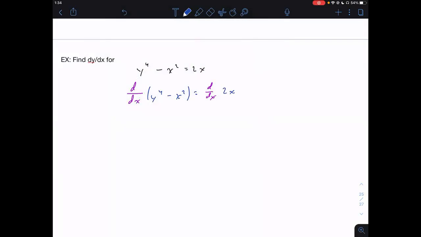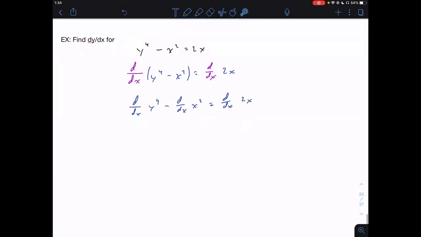All right. So once again, treat this like a variable here. So we're gonna take this and distribute it to each term that we have in our equation. So we're going to take the derivative with respect to x of y to the fourth minus the derivative with respect to x of x squared equal to the derivative with respect to x of 2x. Okay, so now we take the derivatives of each of these terms like we usually would. So derivative of y to the fourth is 4y cubed.